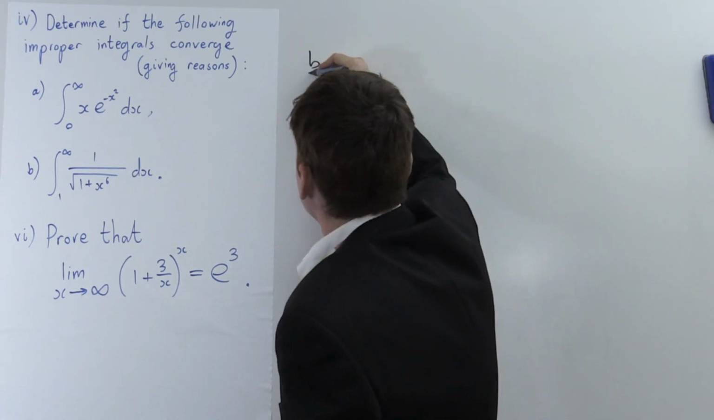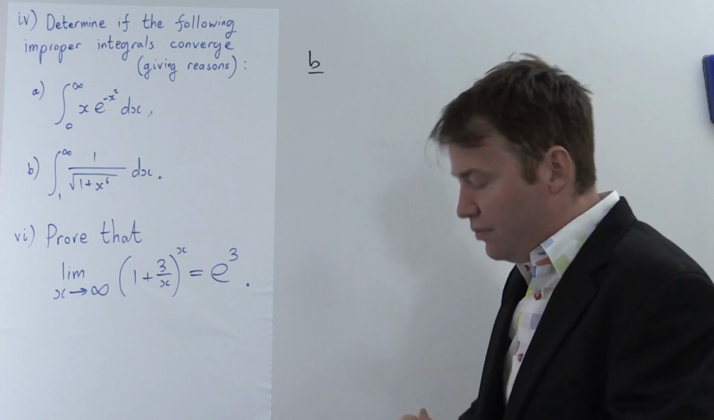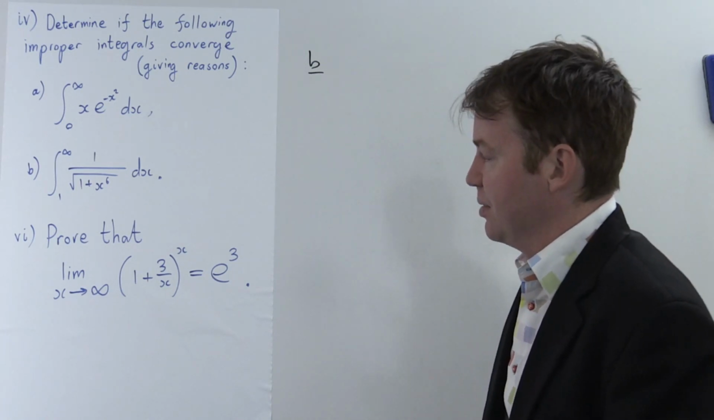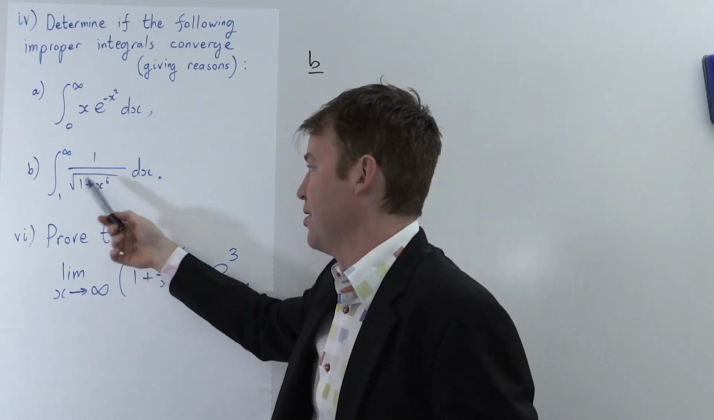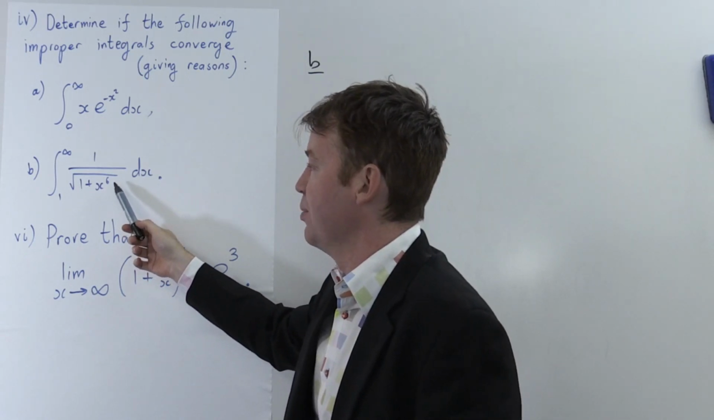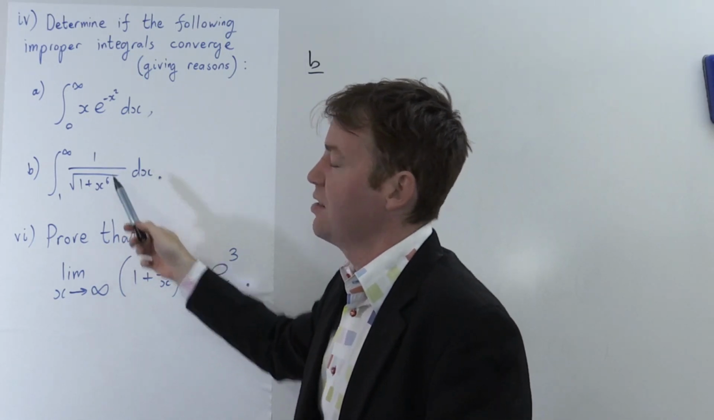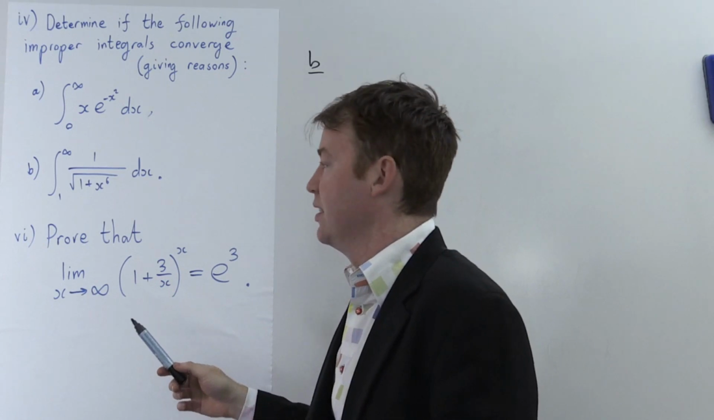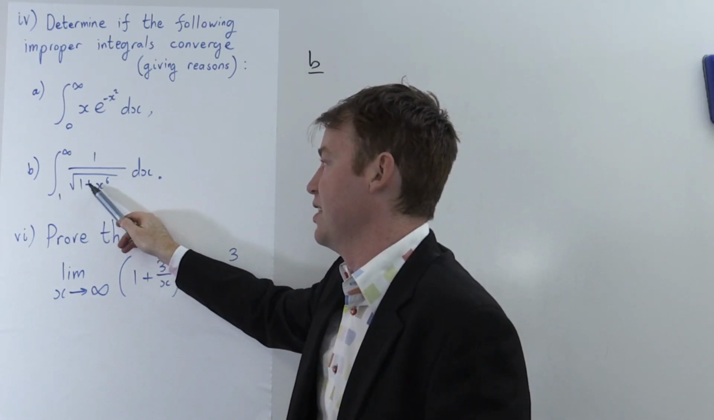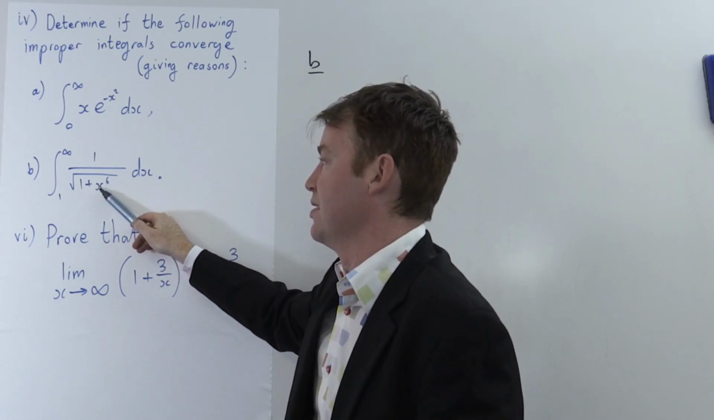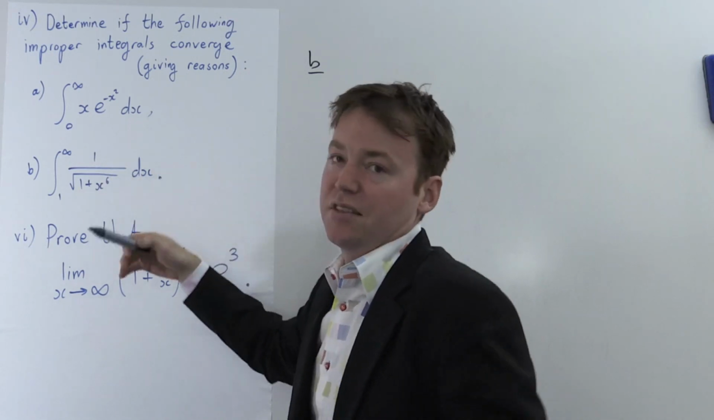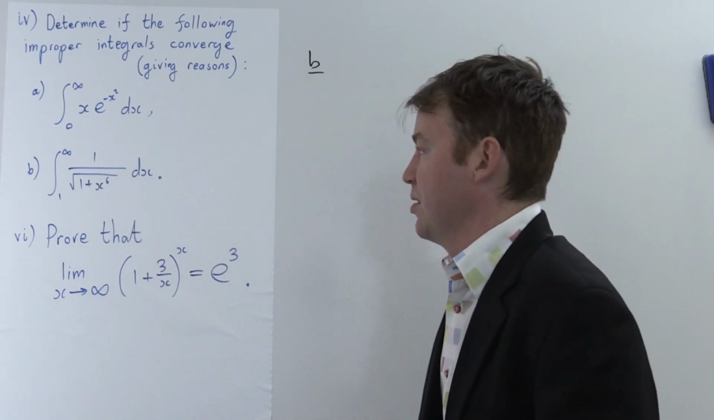For integral b, integral b is not so easy. Well, I can't evaluate it explicitly, but I can kind of eyeball it and see this is something like 1 on x to the 3. I mean, if x is large, say, then I can ignore the 1, and this is like saying 1 on the square root of x to the 6, which is x to the 3.